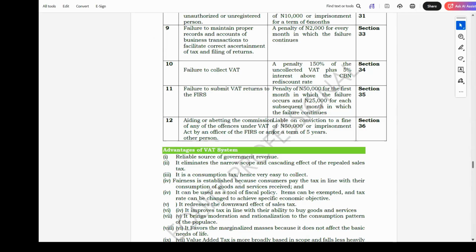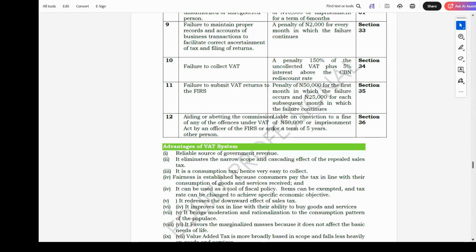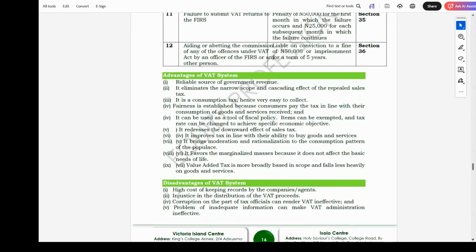Then we also have the advantages of VAT, which is a source of government revenue. It's a consumption tax, which is easy to collect. So those are some of the advantages. It can be used as a tool of fiscal policy to reduce the consumption or expenditure of certain members of the public. So when the cost is high, it will discourage you from buying more of those items.